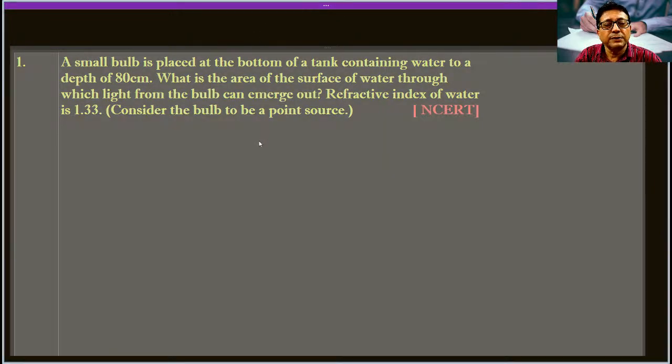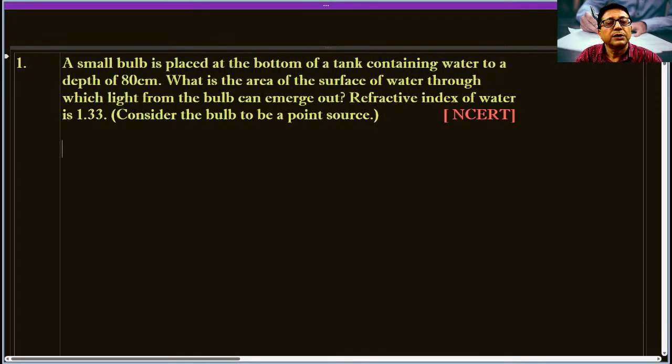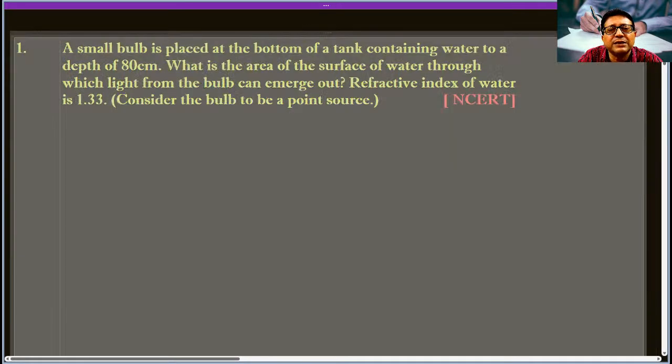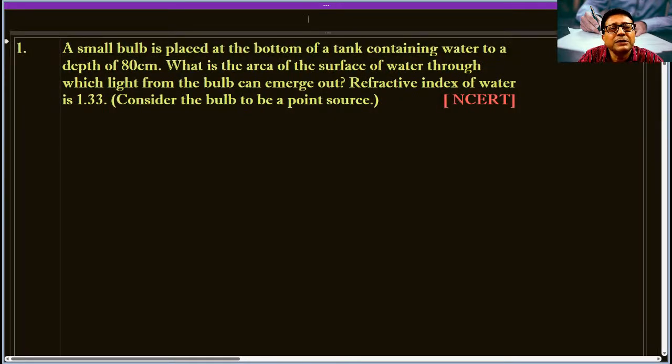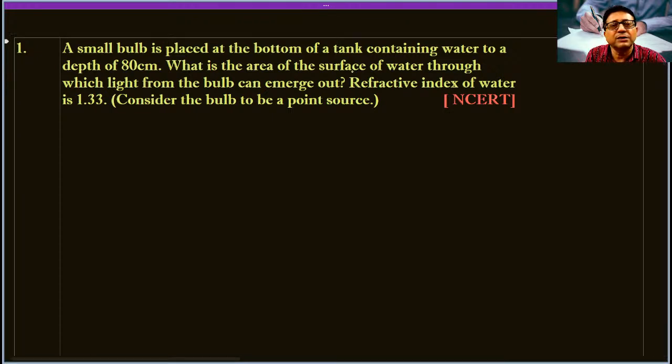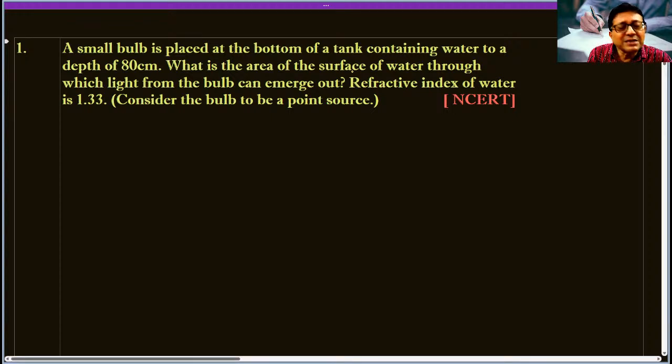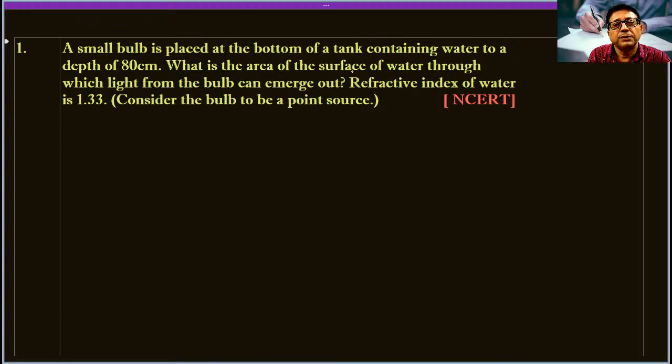The first one, small bulb is placed, probably this is some number 5 or 6 from NCERT. A small bulb is placed at the bottom of a tank containing water to a depth of 80 cm. What is the area of the surface of water through which light from the bulb can emerge out? Refractive index of water is given to be 1.33.